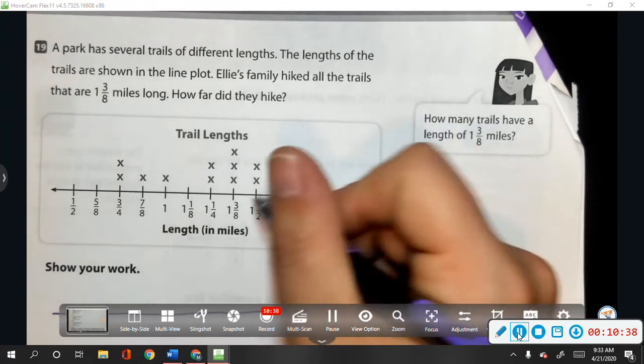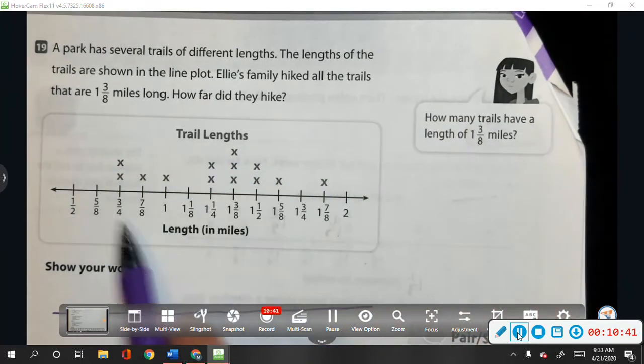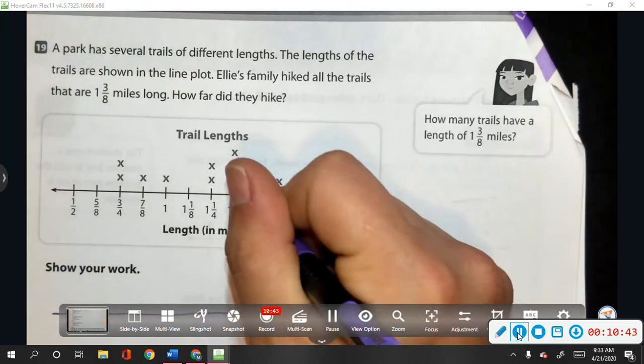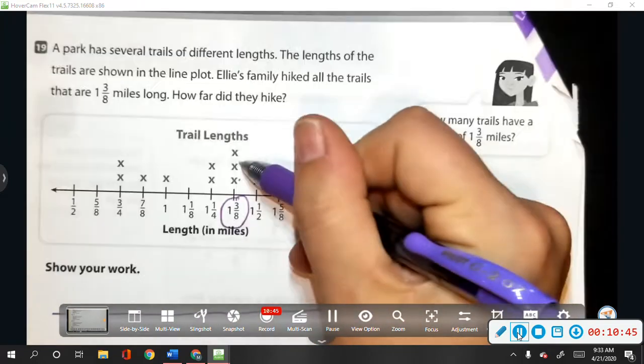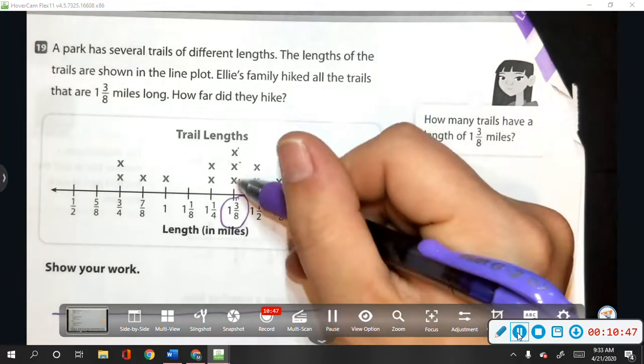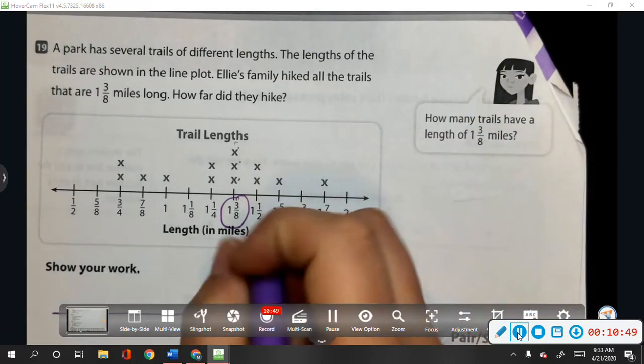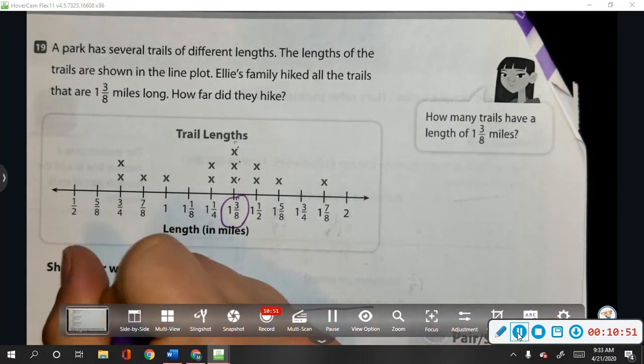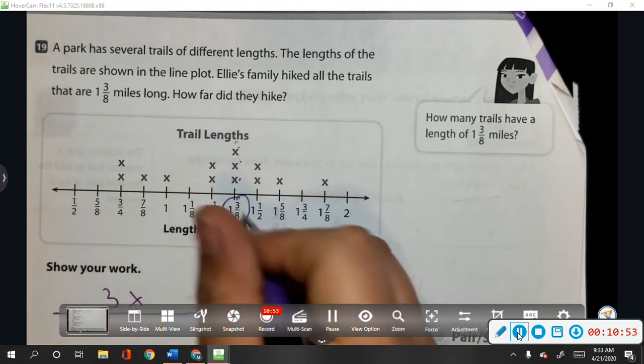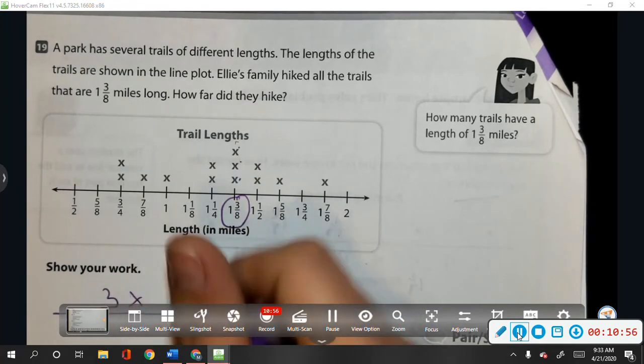So, they hiked all the trails that are 1 3/8 miles long. So, we had how many trails that were 1 3/8? Alright, here's our 1 3/8 miles. Remember, each of these X's is one trail. So, we had 3 trails. So, we could do 3 times 1 3/8.